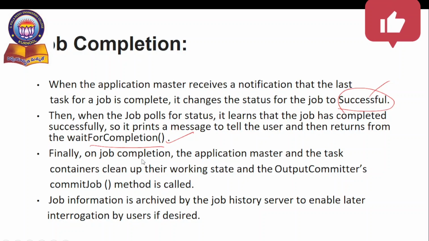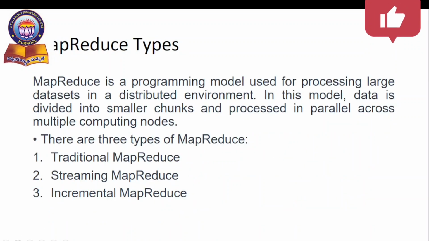Finally, on job completion, the application master and the task containers clean up their working state, and the output committer's commit job method is called. Job information is archived by the job history server to enable later interrogation by users if they desire it. So, MapReduce types.